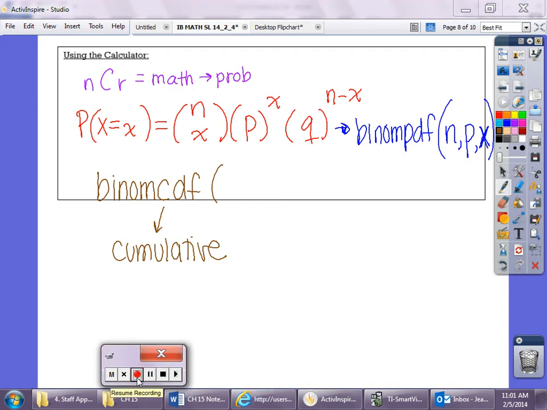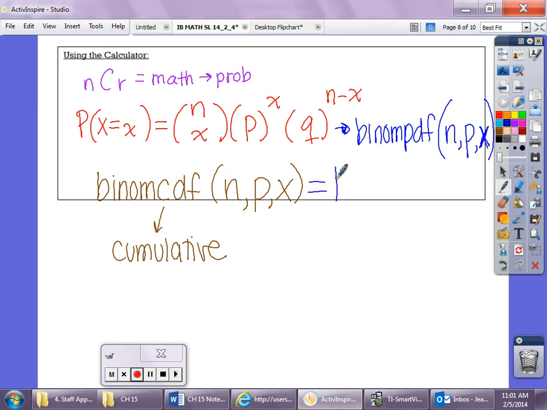And the command looks almost exactly the same. Number of trials, probability of a success, number of successes. Okay? What it finds for you is a little bit different. It finds the probability that the number of successes is less than or equal to that number x. So if I wanted the probability of having at most 3 successes, then I would use the cumulative. So the binomcdf.